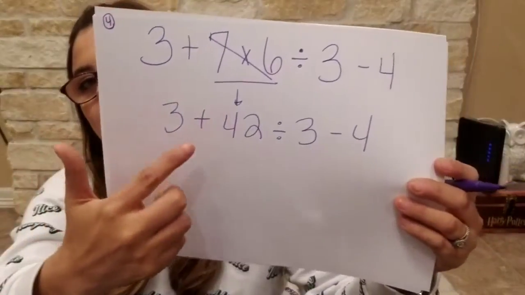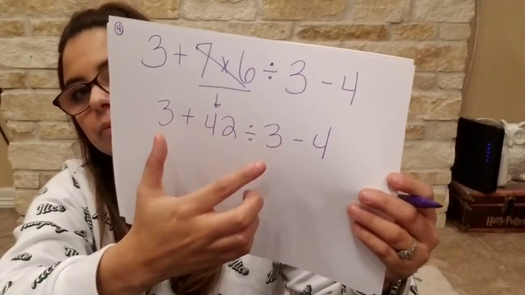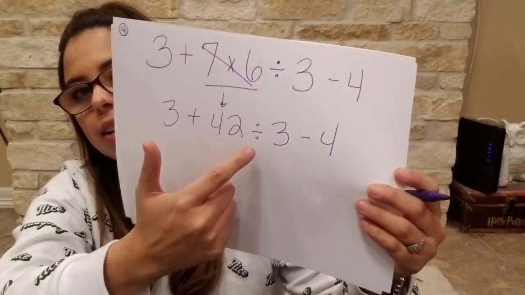All right, so now we have addition, division, and subtraction. Again, these 2 are last, so this one has to be next. So 42 divided by 3. Oh my gosh, I honestly don't even know what 42 divided by 3 is. So I'm going to have to work it out on the side here. 42 divided by 3. I hope, I don't know this.